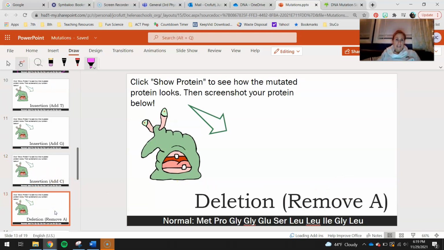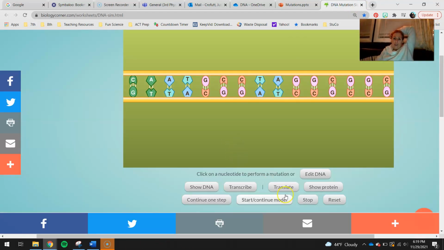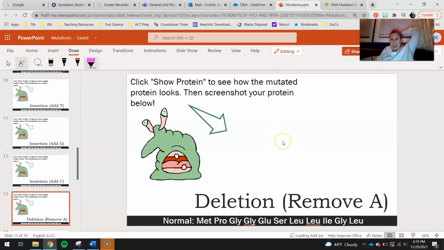Your last little one that you're going to do in this simulation is a deletion. So you're going to remove that A. You will go to reset, click on that 8th one, and just delete it. There's really only one change you can make with that deletion. Click show protein, insert it right there, and highlight all of your amino acids that are different.